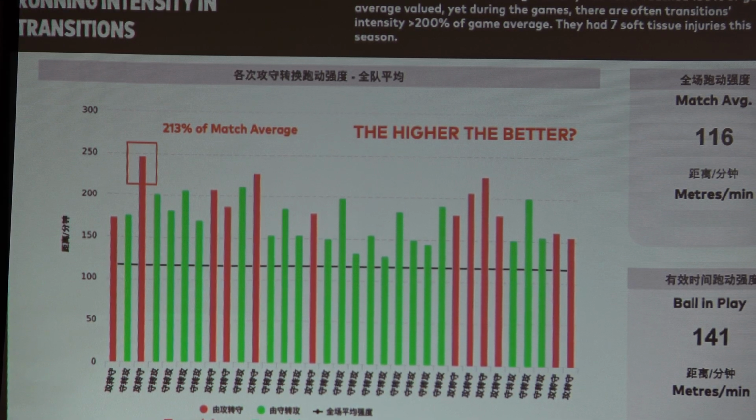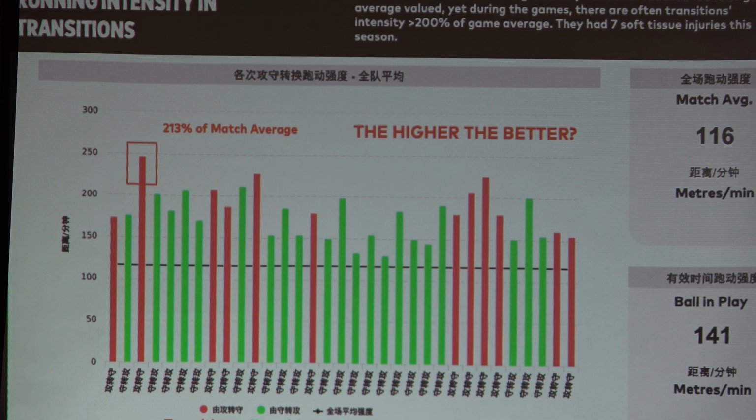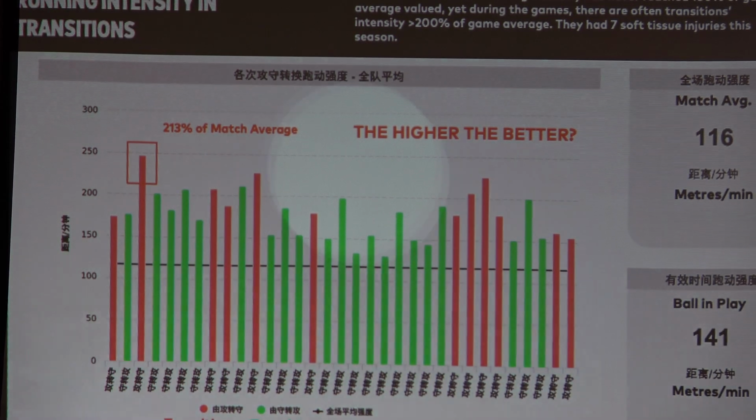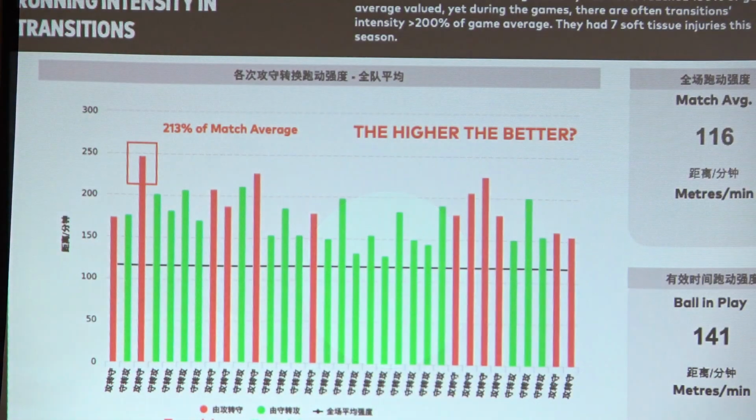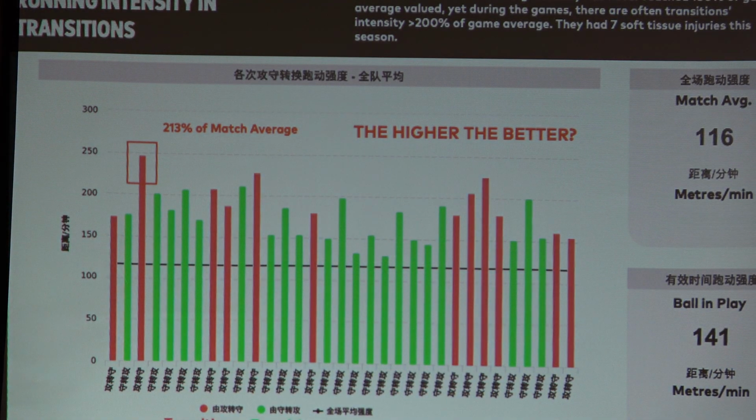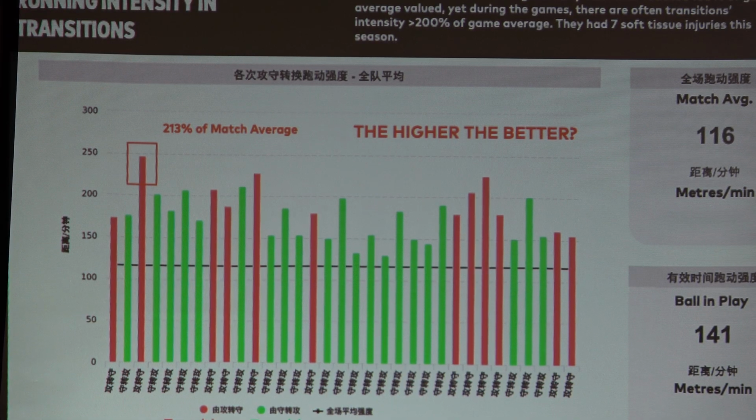Probably not. Again, we have to check the video. We have to check what actually happened. If we check, okay, for this transition, why is it so low? Maybe it's because they're not running, but also maybe because they're already in the right position, so they don't have to run.